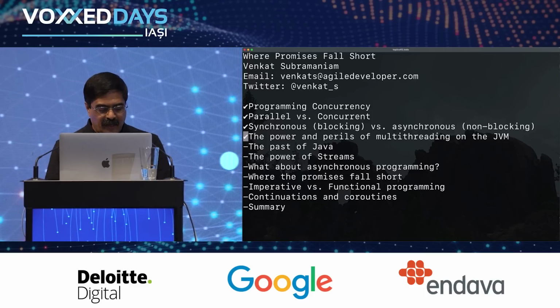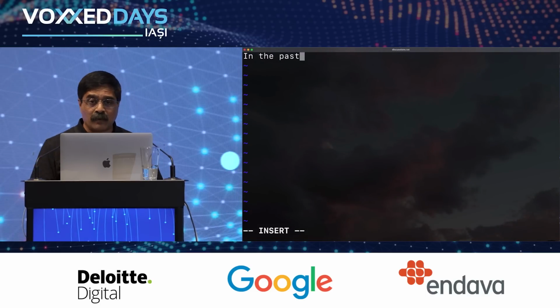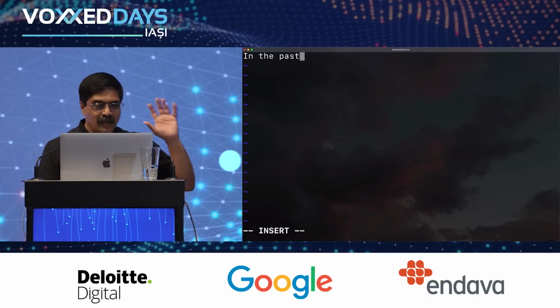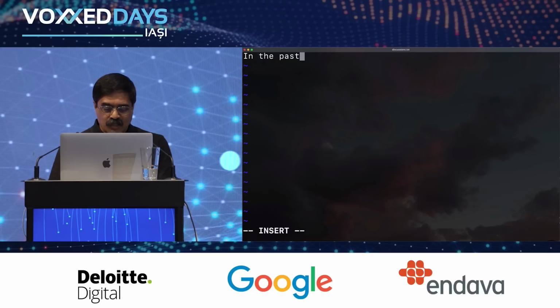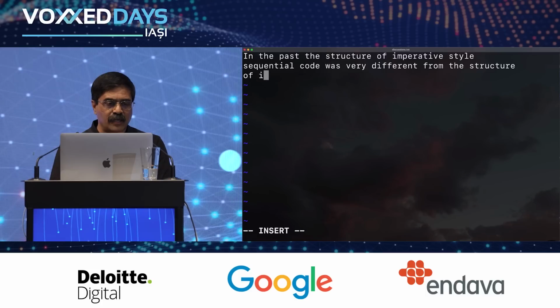So essentially, let's talk about some lessons we can learn from this. In the past, and a lot of us who have written code in Java before the time of Java 8, and even after to a great extent, very clearly remember this, the structure of imperative style sequential code was very different from the structure of imperative style parallel code. So we all remember this.